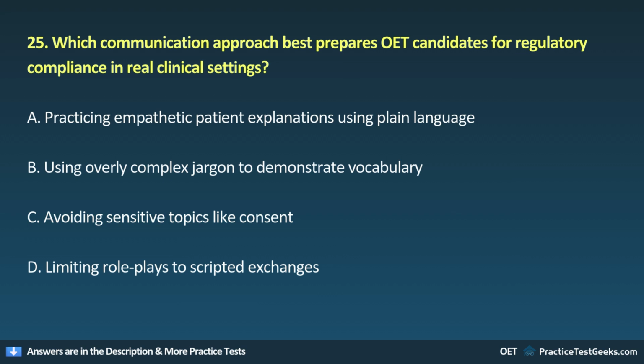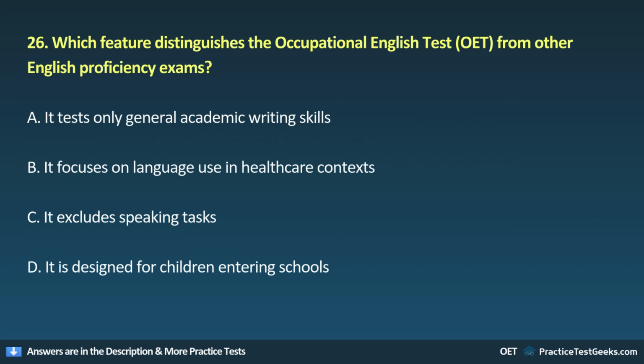B. Using overly complex jargon to demonstrate vocabulary. C. Avoiding sensitive topics like consent. D. Limiting role plays to scripted exchanges. 26. Which feature distinguishes the Occupational English Test, OET, from other English proficiency exams?